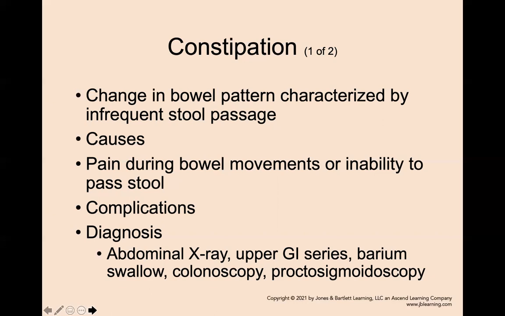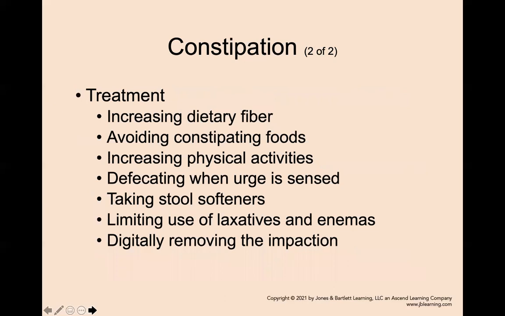Diagnosis can be made by abdominal X-ray, upper GIs, a barium swallow, a colonoscopy, or a proctosigmoidoscopy, which is basically a short colonoscopy. Treatment can include increasing dietary fiber, avoiding constipating foods, increasing activity, defecating when the urge is sensed, taking some stool softeners, but limit the use of laxatives and enemas. And should the pain be so severe, digitally removing the impaction may be necessary.